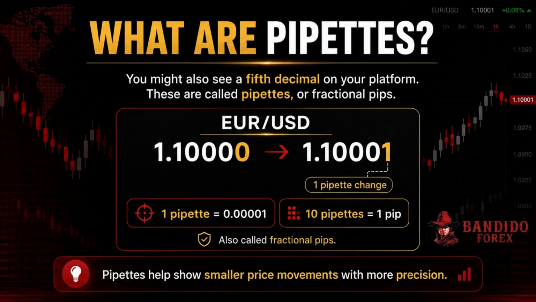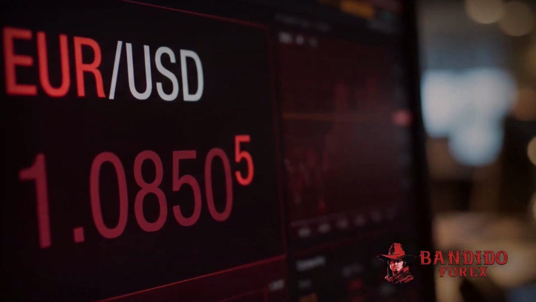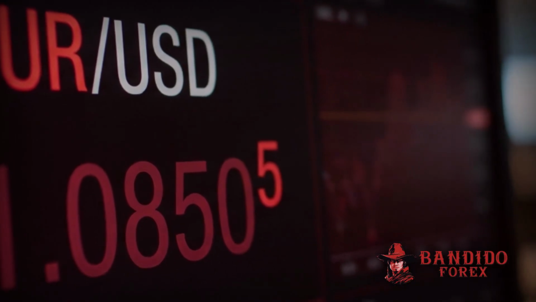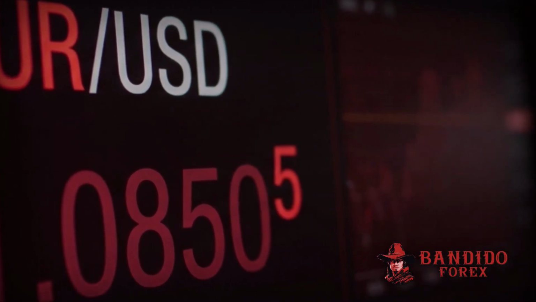Simple, right? You might also see a 5th decimal place on your platform. These are known as pipettes or fractional pips. 1 pipette is 1/10 of a pip. They allow for even more precise pricing in high liquidity markets.